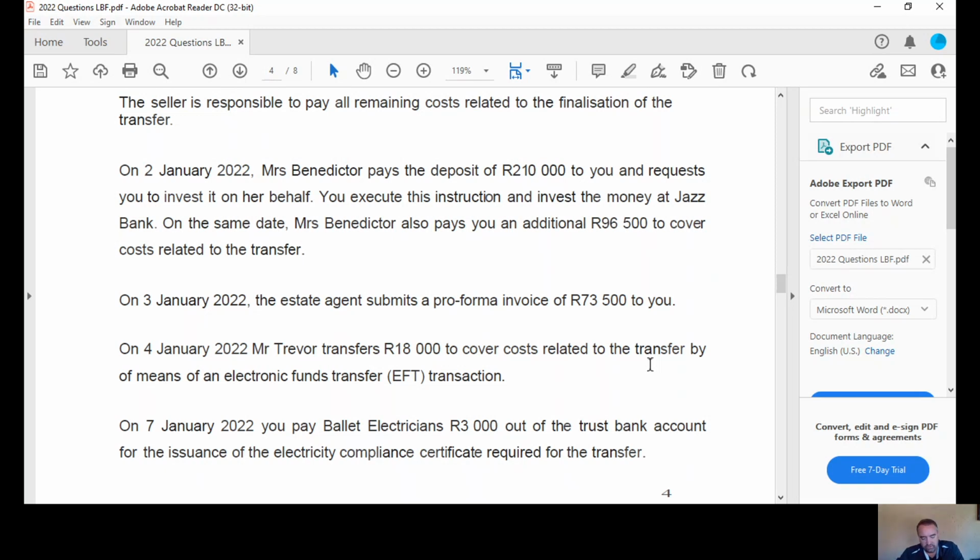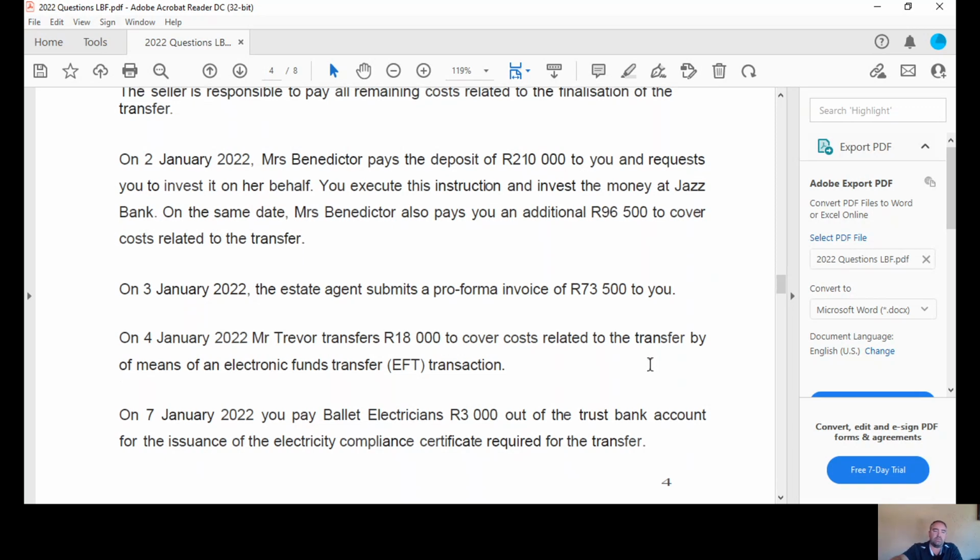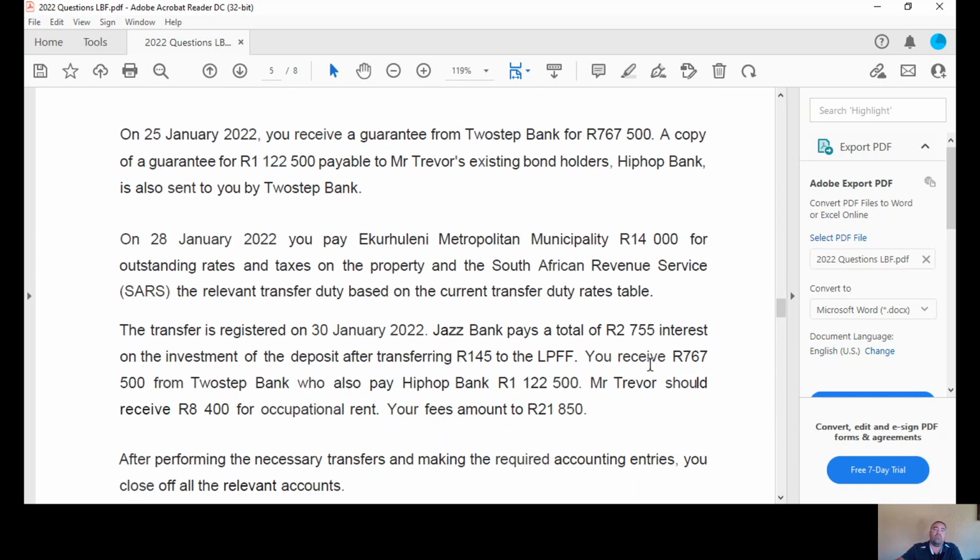On the 25th of January, you receive a guarantee from Two Step Bank for 767,500. So this just basically means that once registration takes place, you will get that money from Two Step Bank. So we only receive it guaranteed. It doesn't get receipted into the trust. But we know on registration date, there's going to be a receipt to that value.